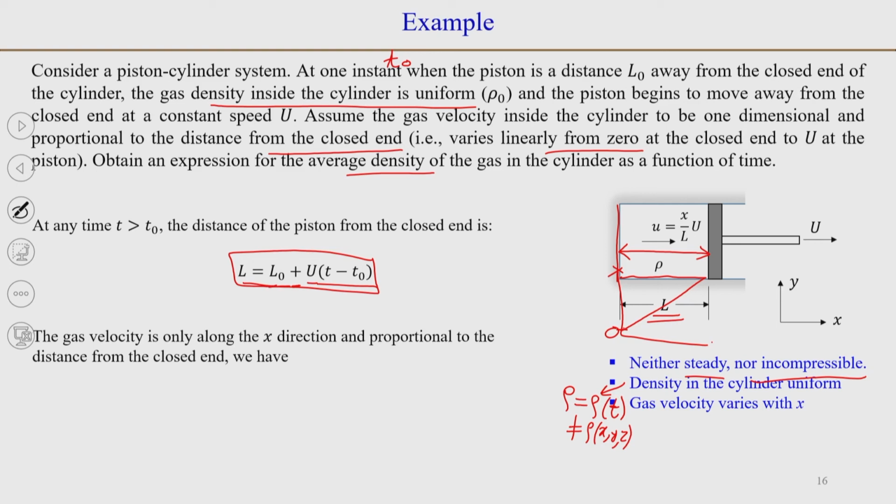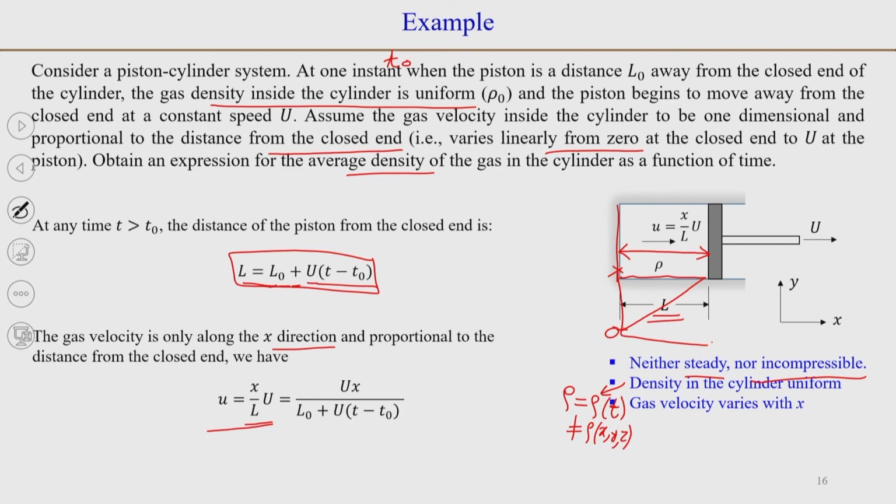We can now find the gas velocity, because the gas velocity is proportional to x in the x direction. So we can write u is equal to x by capital L, multiplied by u by L. It will become 0 at the closed end, and at the piston, where x is equal to L, it will become equal to the piston velocity, the gas velocity at the piston.